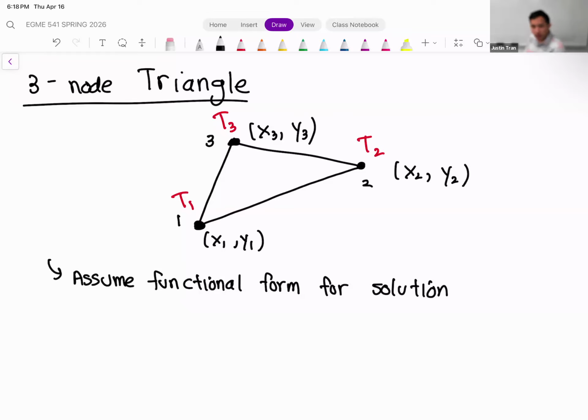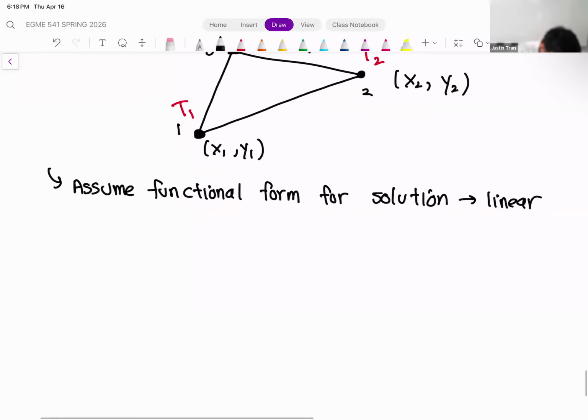Right. So this is where our approximation comes into play. Remember, we want to assume a linear shape function. That means our assumed functional form is also going to be linear. But also keep in mind that we have multiple dimensions now, so we have not only x, but y as well.